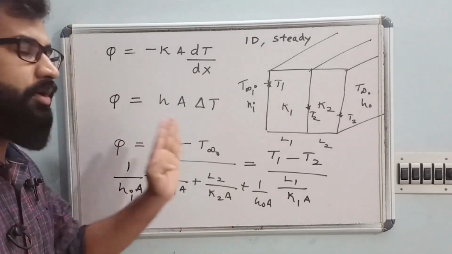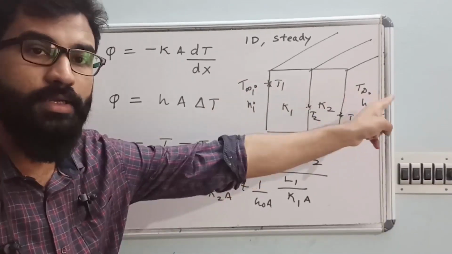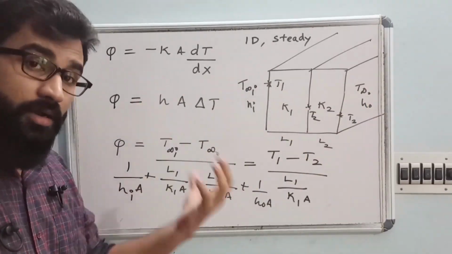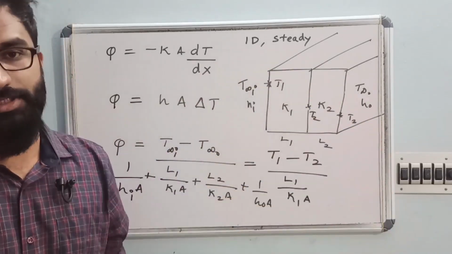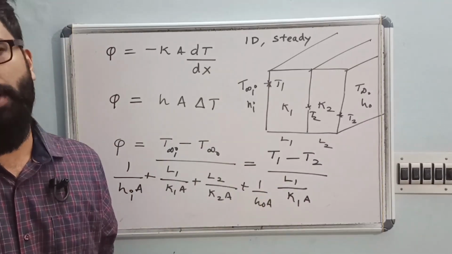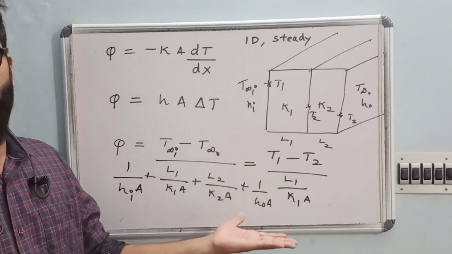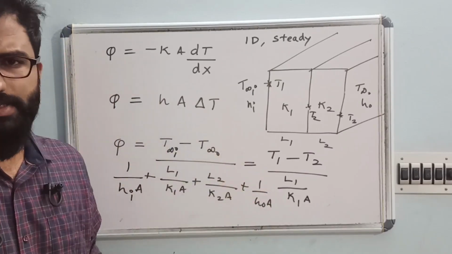Same concept. If you are able to write whatever heat is transferred from here to here, here to here, here to here, everything is same. Why? Because of our assumption, steady state conduction. If you are able to write this, all questions in your conduction part can be solved. If you start from GATE 2004 itself, all questions are based on this. Clear?